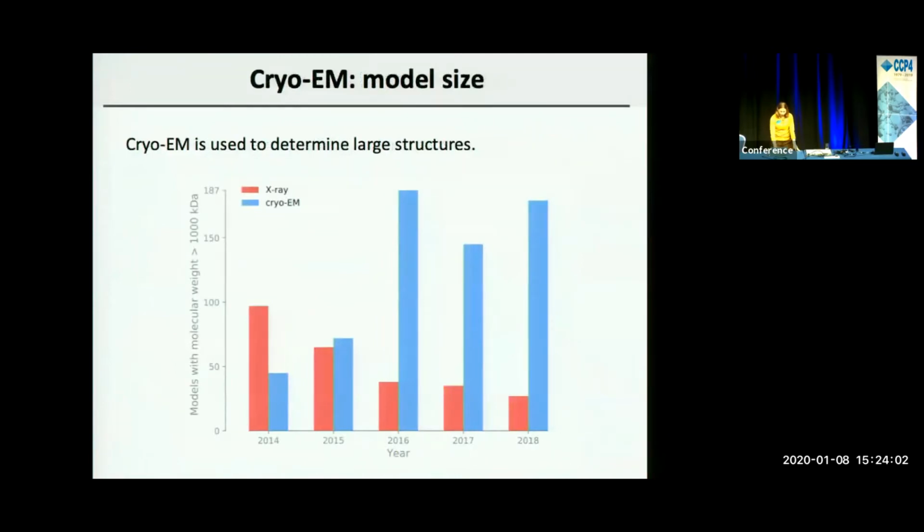Now it's also interesting to look at some properties of these deposited models. So again, we have here the number of models deposited per year. And this time I restricted the number to models which are larger than 1,000 kilodalton, so which are very large. Now the red bars represent X-ray structures and blue cryo-EM structures. And we can see that over time we have fewer large X-ray structures deposited, and we have more large cryo-EM structures. So this means cryo-EM is used to determine large structures, and this is important for refinement.